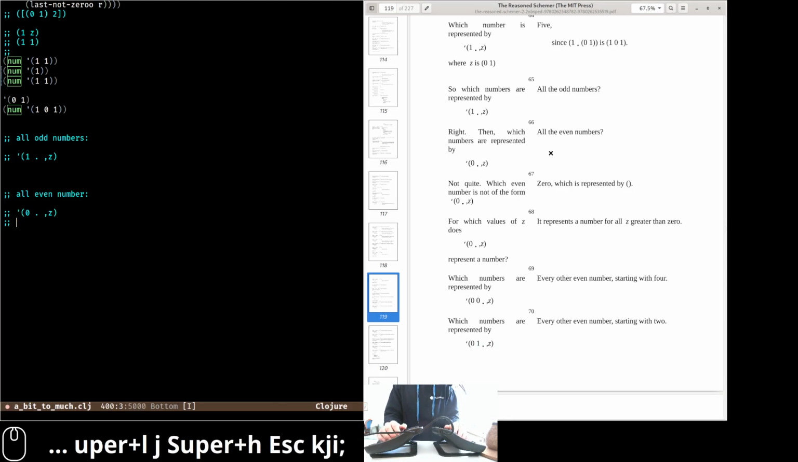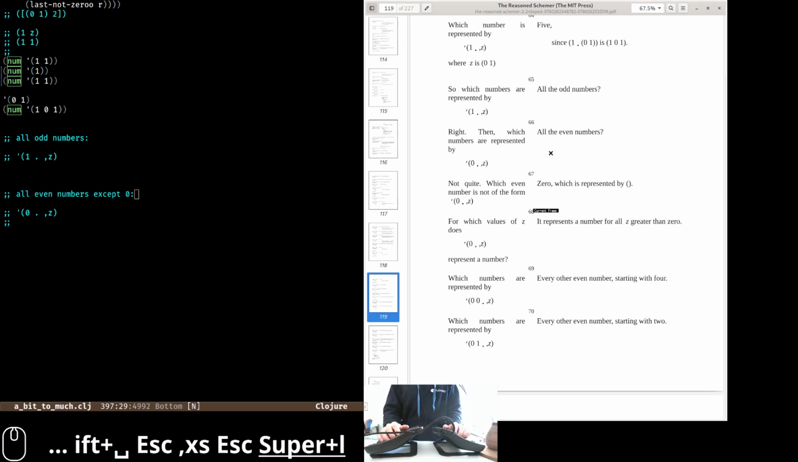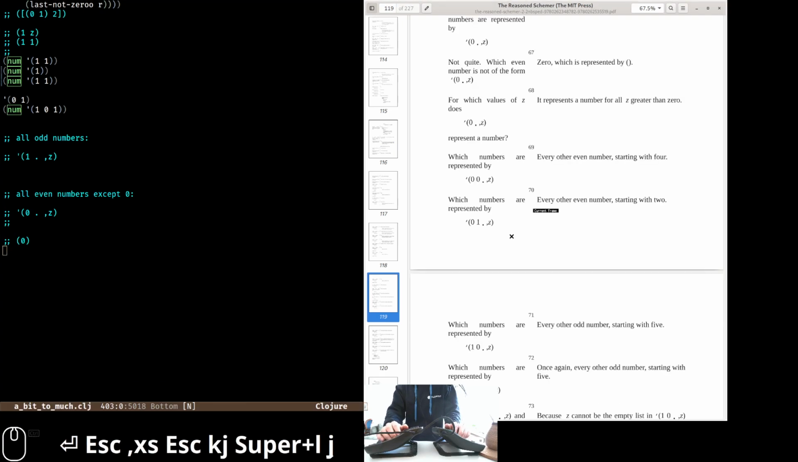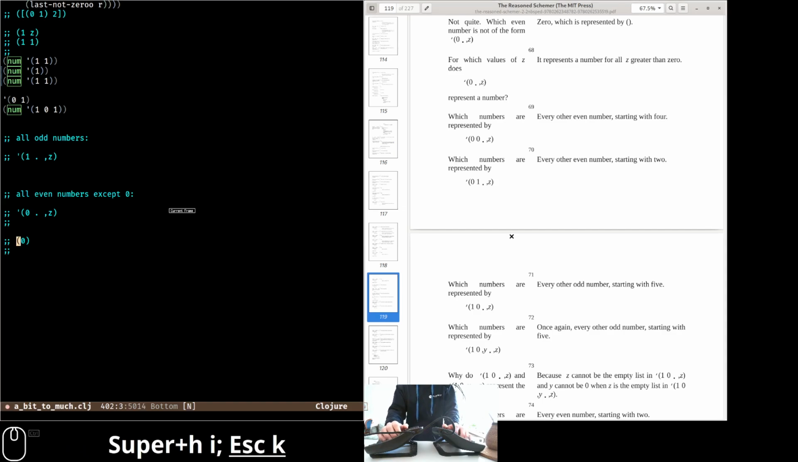All even numbers, not quite, because there's also something with the 0 or something like that. Which even number is not of the form 0? So there's also a 0, except 0. For which values of C does 0 C represent a number? So if C is the empty list, then it's not actually a number. For all, a number for all greater than 0. Yeah, if C is a number, it needs to be greater than 0, as you can't put it at the tail of a 0. You can put it at the tail of a 1 and that will work, because that would output the 1.